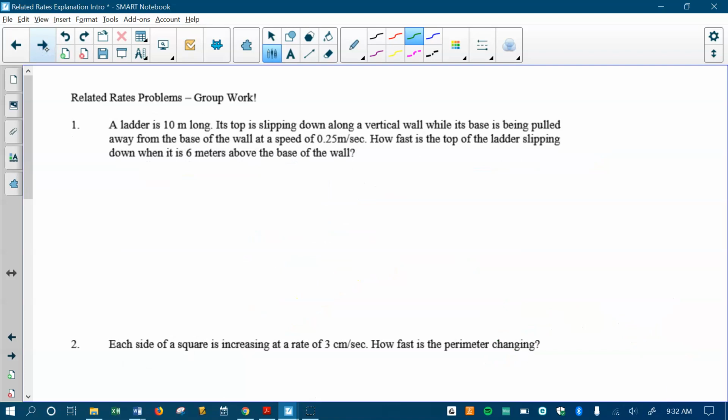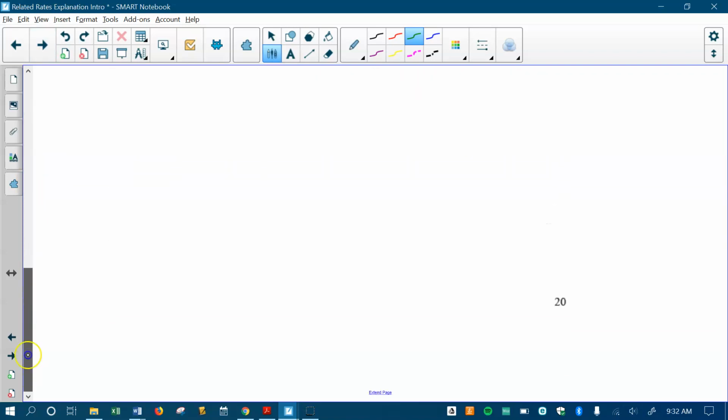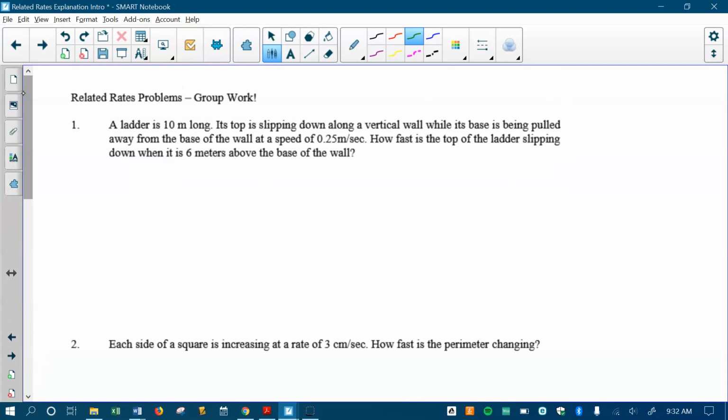Okay, let's go over this page. This page is going to be page 20. Again, there's a video that solves it completely. I'm just going to set up each problem.